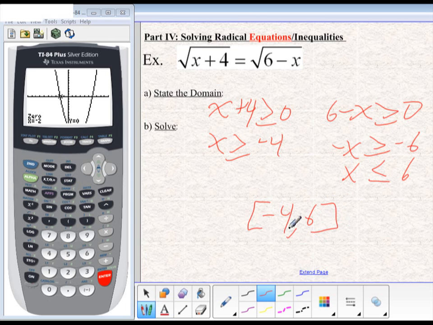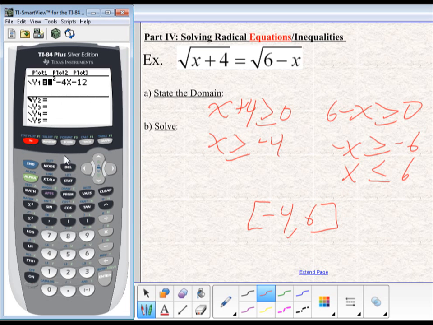Okay, now let's look at our calculator. So let's go back to our graphing calculator and put those two functions in. So square root of x plus 4, that's our y1, and our y2 is square root of 6 minus x. And there's my second one, and notice I made that one dark, so it'll be easy to see on the graph by going over there and just pressing enter to make that a thick black line, so it'll be easy to see that that's y2 and the other one is y1.